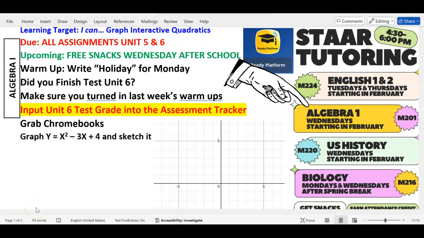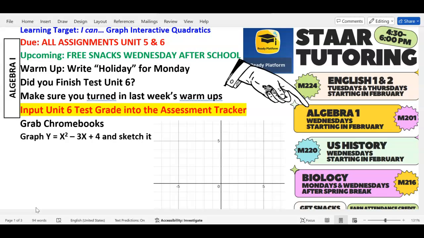All right, welcome back. 4-day week, nice and short, right? So make sure you're looking up here. Everyone's looking up here. A couple things it says up here.